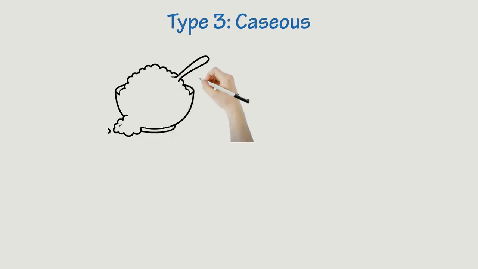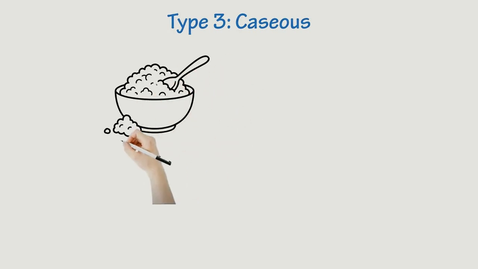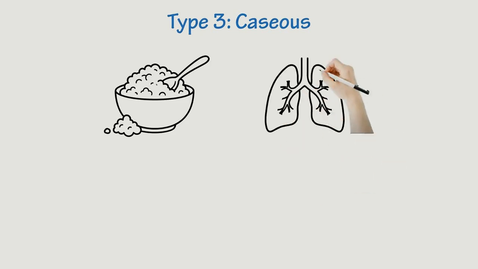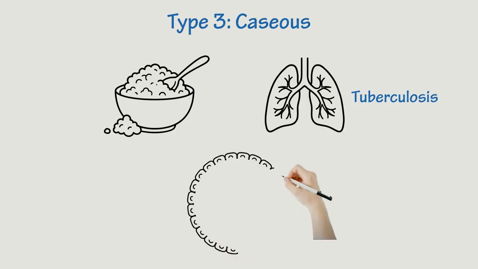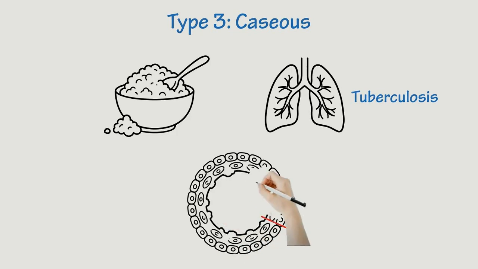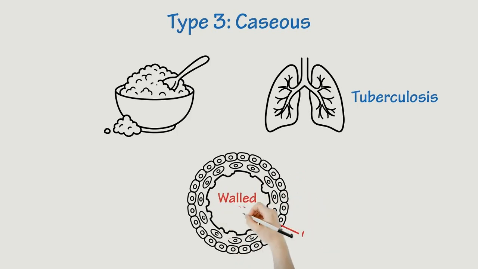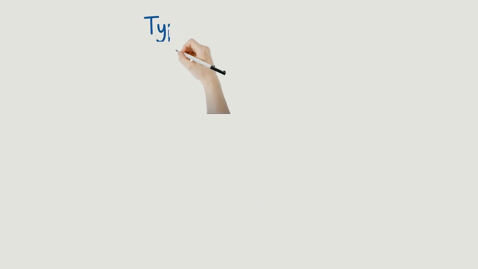Type 3 is caseous necrosis. This looks like cottage cheese, soft, white, and friable. It is pathognomonic for tuberculosis. Mycobacterial cell wall lipids resist digestion by macrophages. The immune system walls the area off into a granuloma, and the center undergoes a hybrid of coagulative and liquefactive necrosis. No cellular architecture remains, just amorphous debris surrounded by epithelioid macrophages and Langhans giant cells. Certain fungal infections like histoplasma and coccidioides can also cause caseous necrosis.